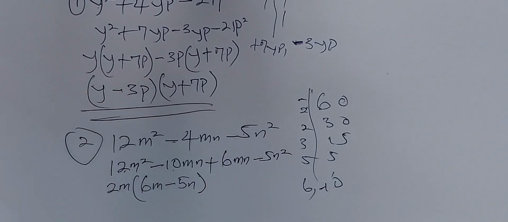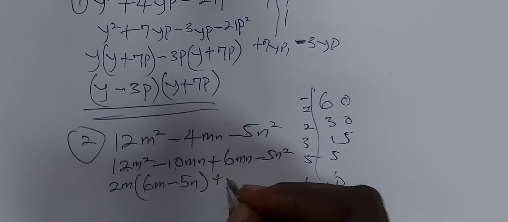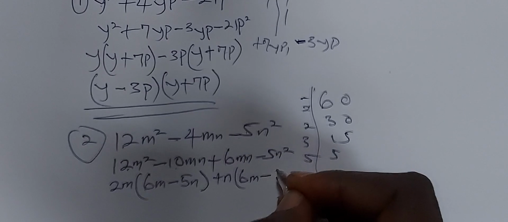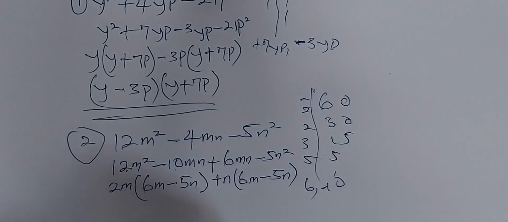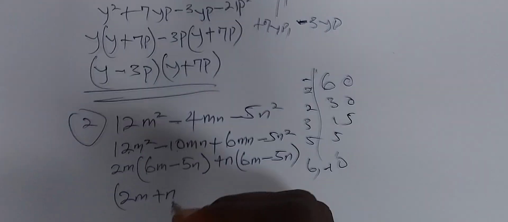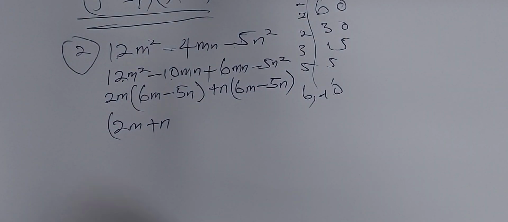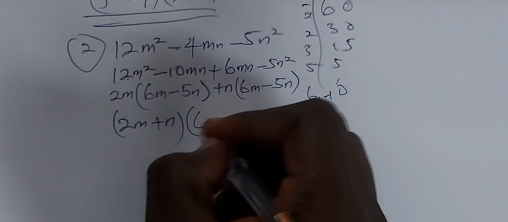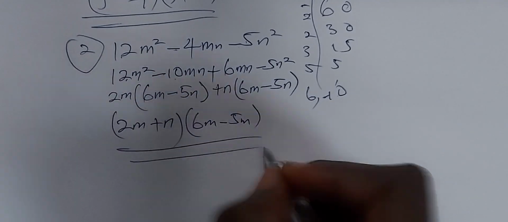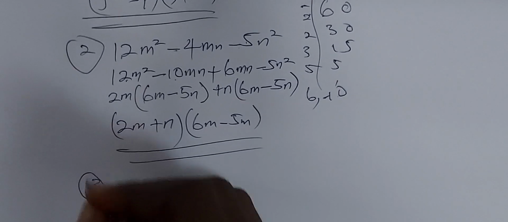What is common here is n, plus n. That is common. We have 6m minus 5n. So 2m plus n, then you write one of the brackets, 6m minus 5n. So this is the answer.